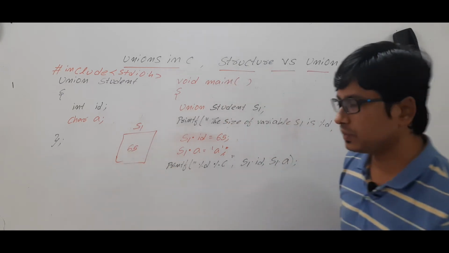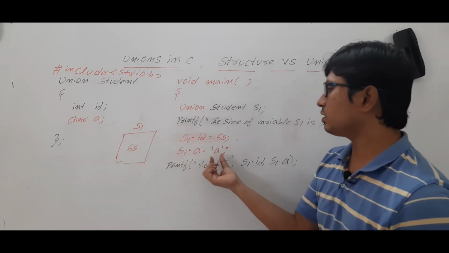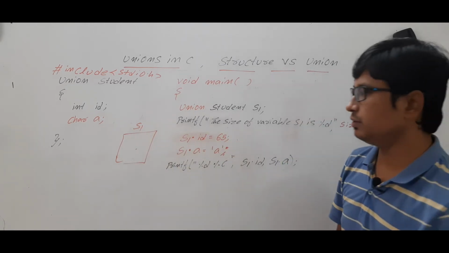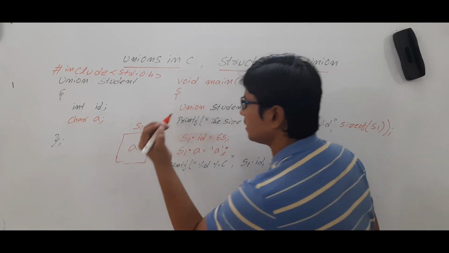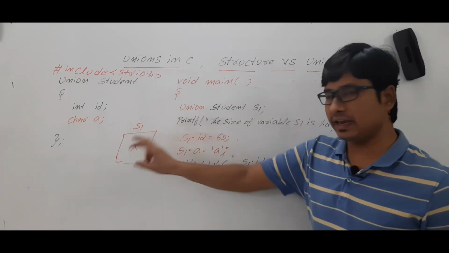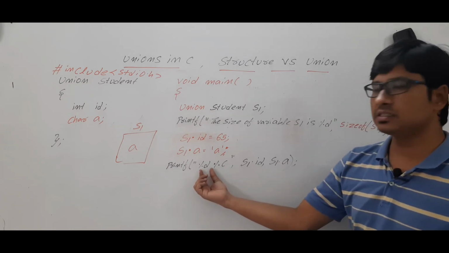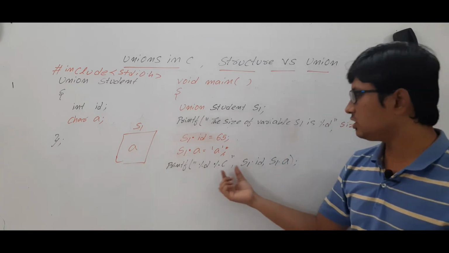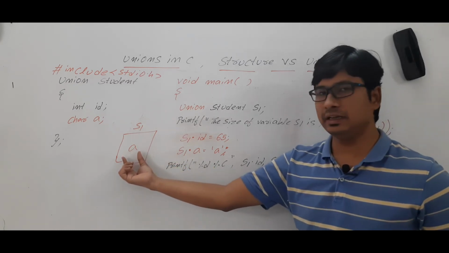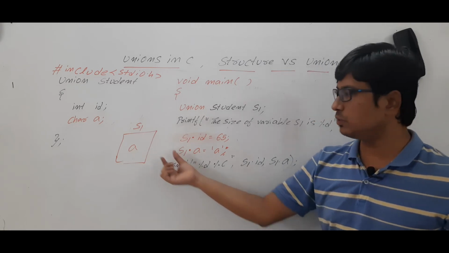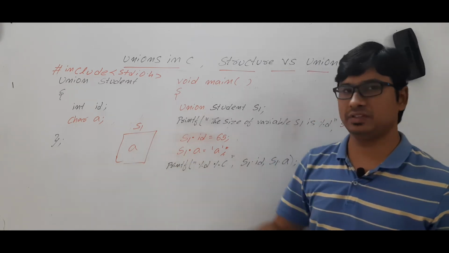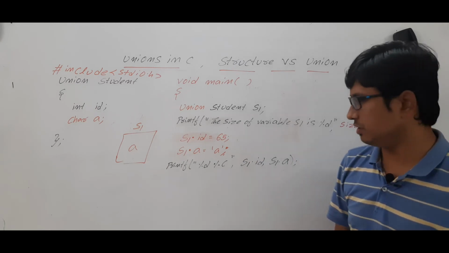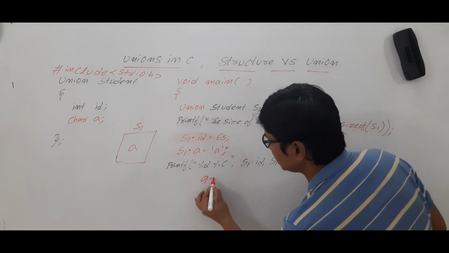Okay, I agree with you. Then you are writing s1.a is equal to 'a'. Now it has completely occupied 4 bytes, so it will remove this value 65 and it will store the character a. Now if you are printing %d of s1.id, what will it print? You are asking to print a character as an integer constant. Then it will print the ASCII value of this character. What is the ASCII value of small a? It is 97. So it will display the output as 97.